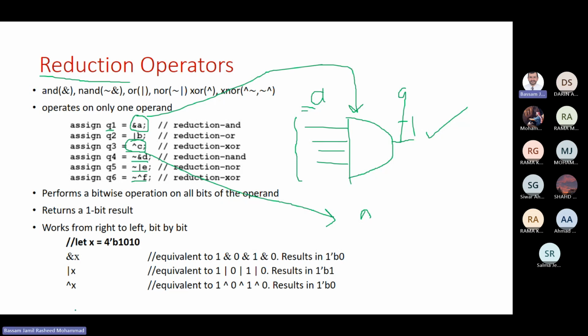So here it says that, suppose X is this, and we apply on it the AND reduction. Obviously, the output will be 0. How about the OR reduction? Since I have one of the bits as 1, it will output a 1. How about the XOR? You XOR and you get a result, and because you have an even number of ones, you get an output of 0. Any questions here?